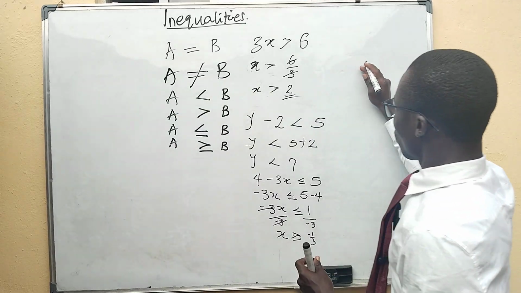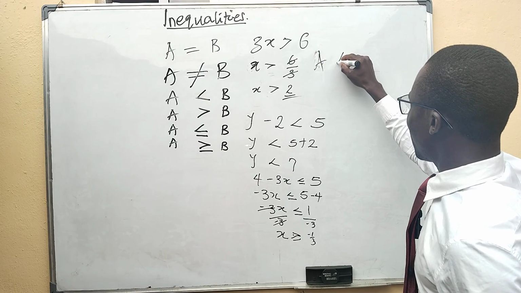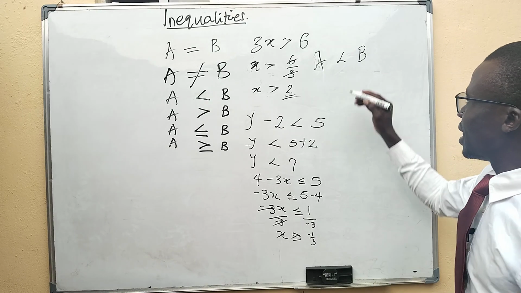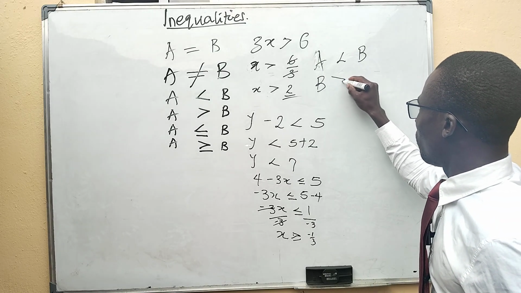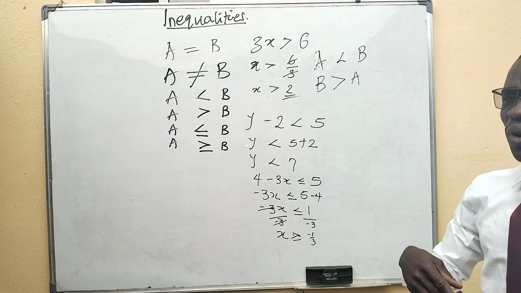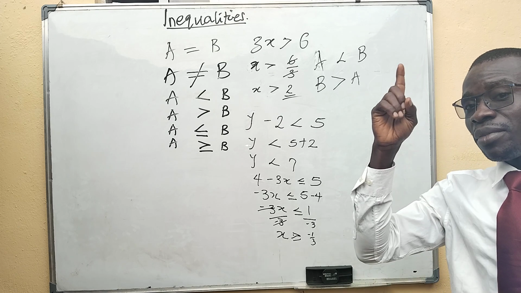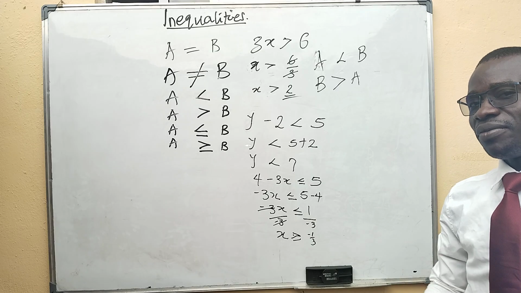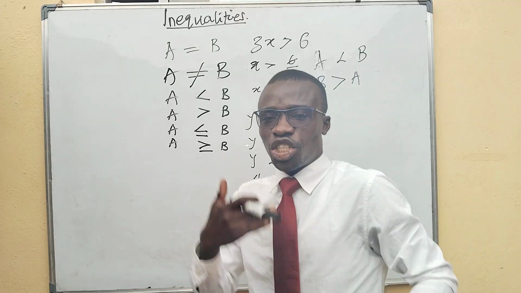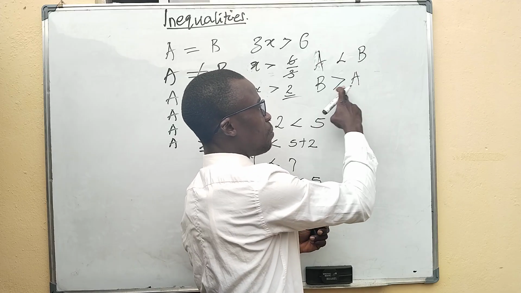Okay, finally, when I say ball A is less than ball B, what does that mean to you? It should ring to your mind that it means ball B is greater than ball A. You cannot be greater than me and be less than me at the same time. If you are taller than me, I'll be shorter than you. If you are darker than me, I'll be fairer. So when you look at A is less than B, obviously B is greater than A.